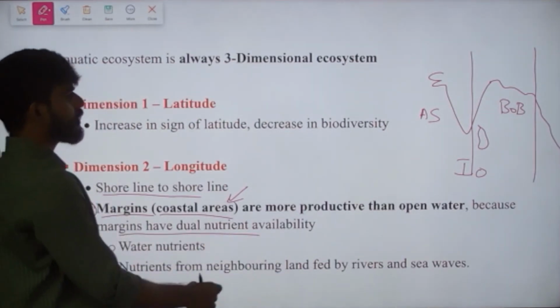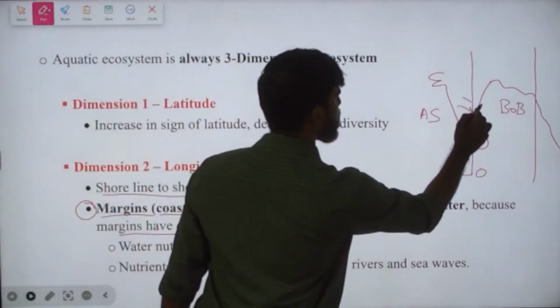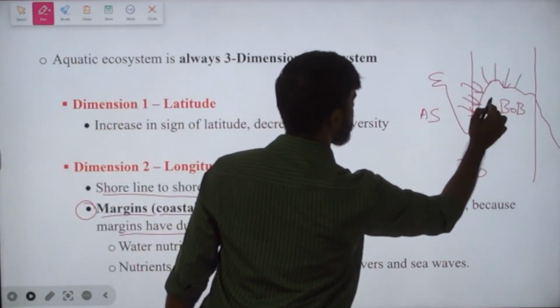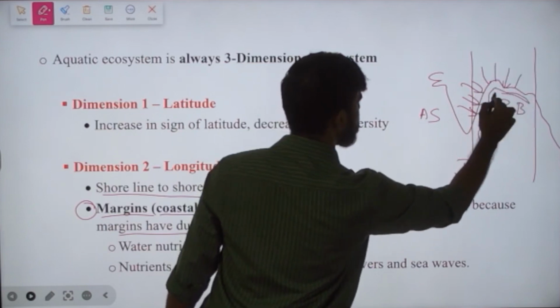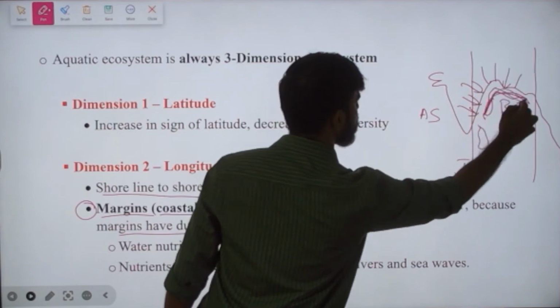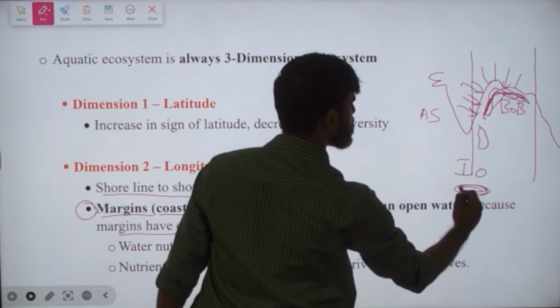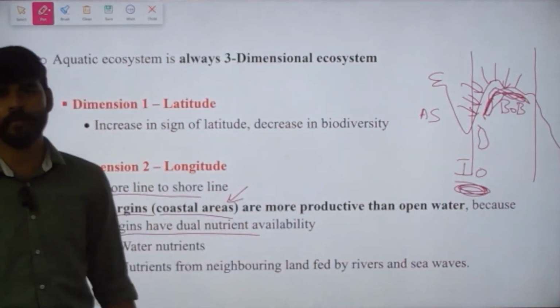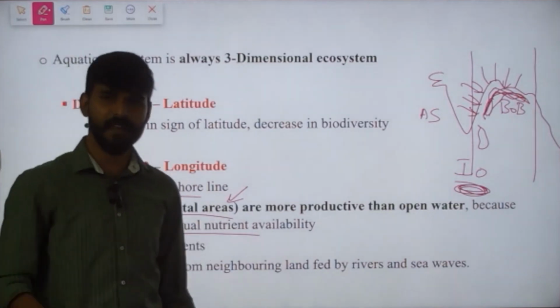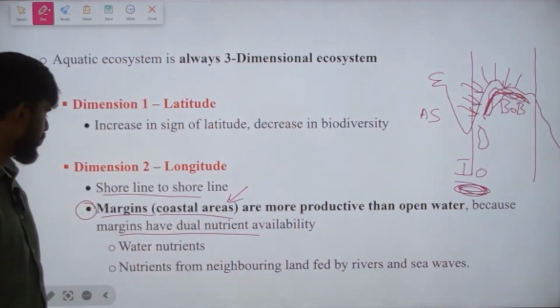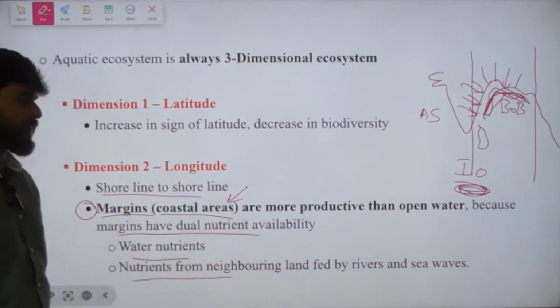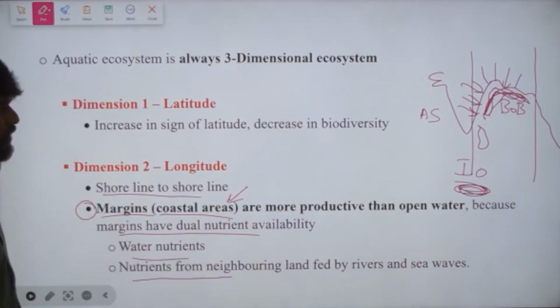Okay, so there will be nutrient supply from the rivers from all directions here, and here nutrient availability will be more when compared to this region. So when there is higher nutrient availability, there will be higher biodiversity. So this is the second dimension that we are talking about. Okay, so water nutrients, and then the nutrients from the neighboring land fed by rivers and sea waves.